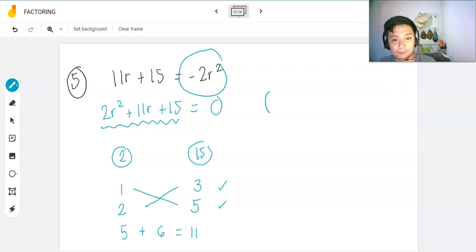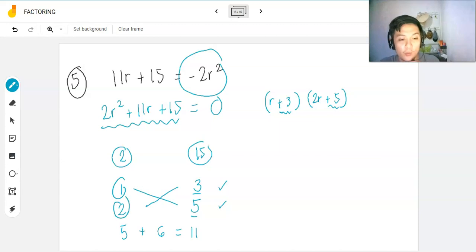So, we have 1, hindi siya lang basta 1, 1r or simply r plus 3. Okay, and then 2r plus 5. Kasi itong 3 and 5 will be the constant term or the last terms in each binomial factor, while yung 1 and 2 will be the coefficients of r. Okay, yun nasa first term ng ating binomial factor. So, equal to 0 pa din to ha.